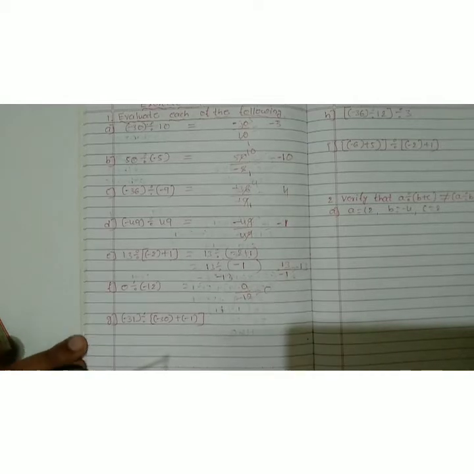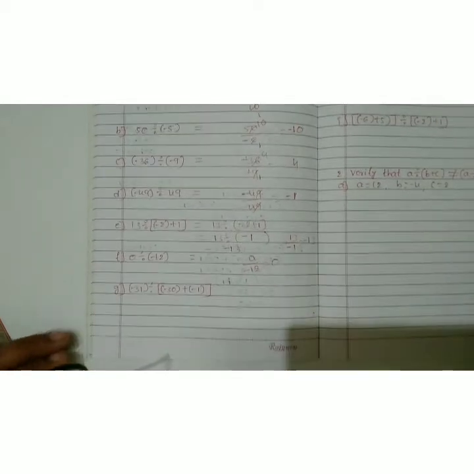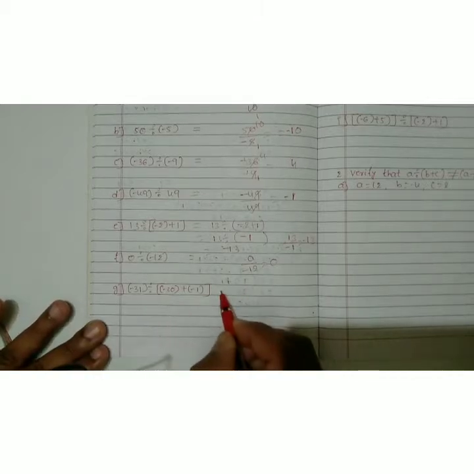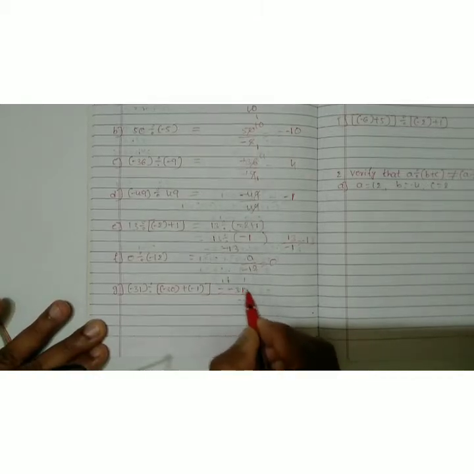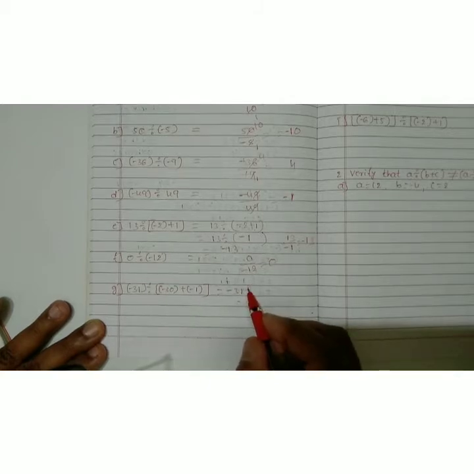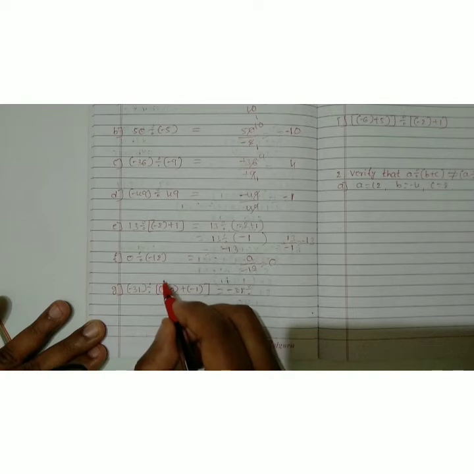So next comes to G: minus 31 divided by minus 30 plus or minus 1, right? Yes. So here we have to first work out what is inside the bracket, from the bottommost rule, right?